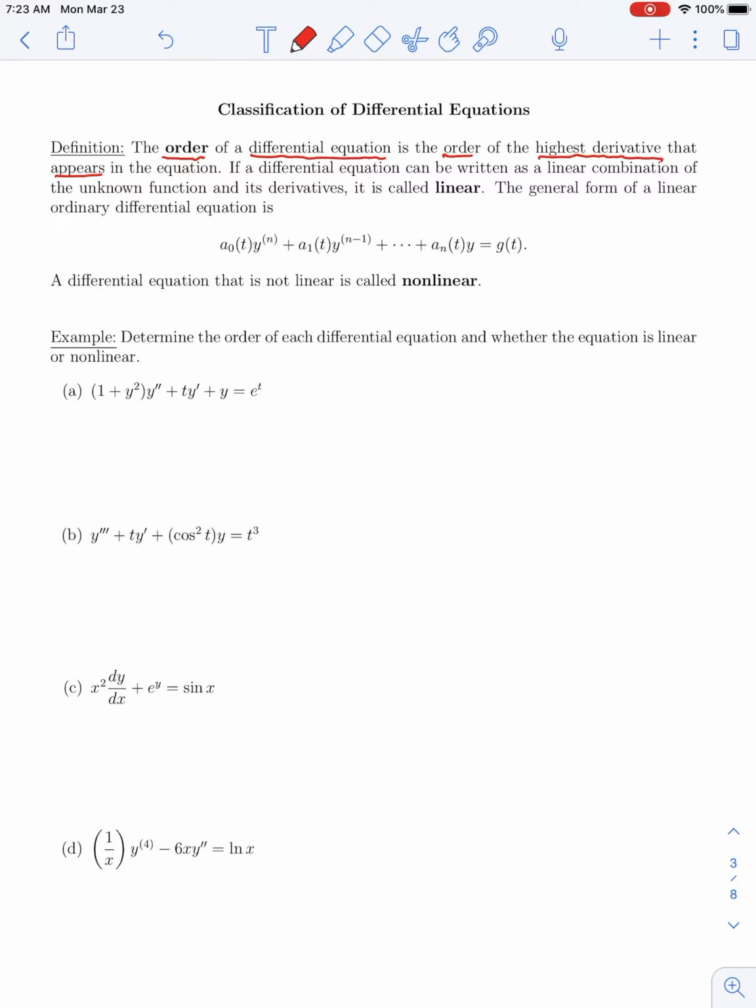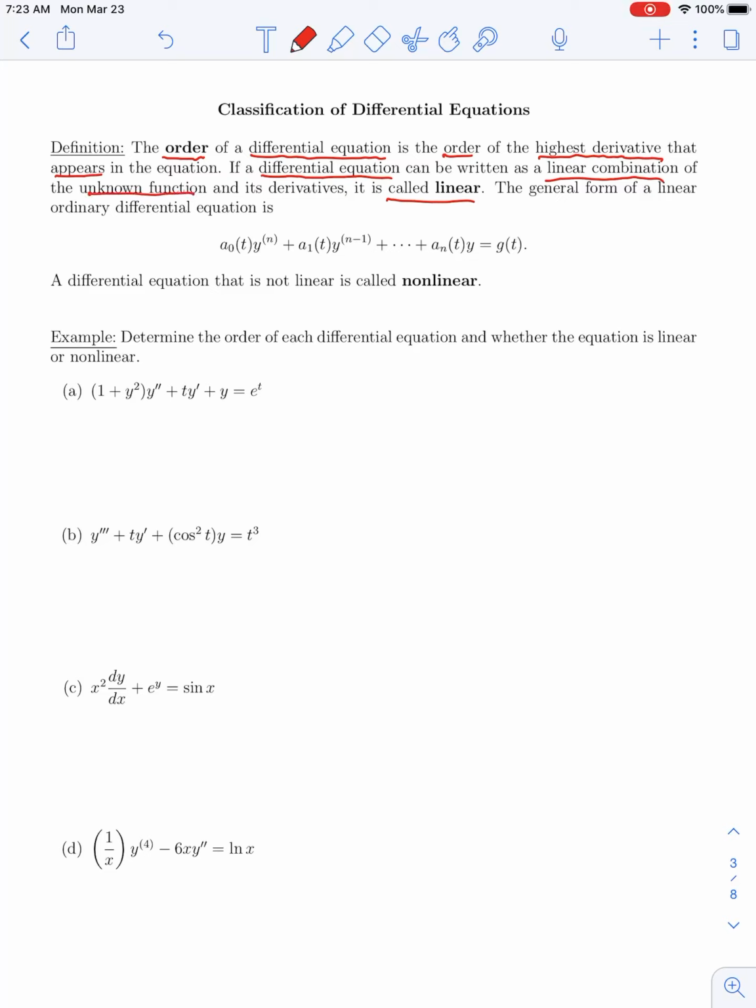Now, what's a little bit trickier to define is the concept of linearity. So let's define linearity. We would say that a differential equation is called linear if it can be expressed as a linear combination of my unknown function.